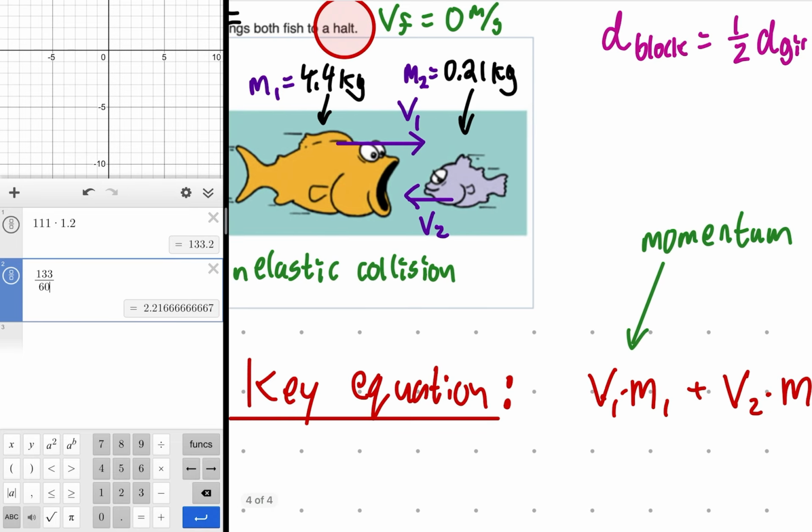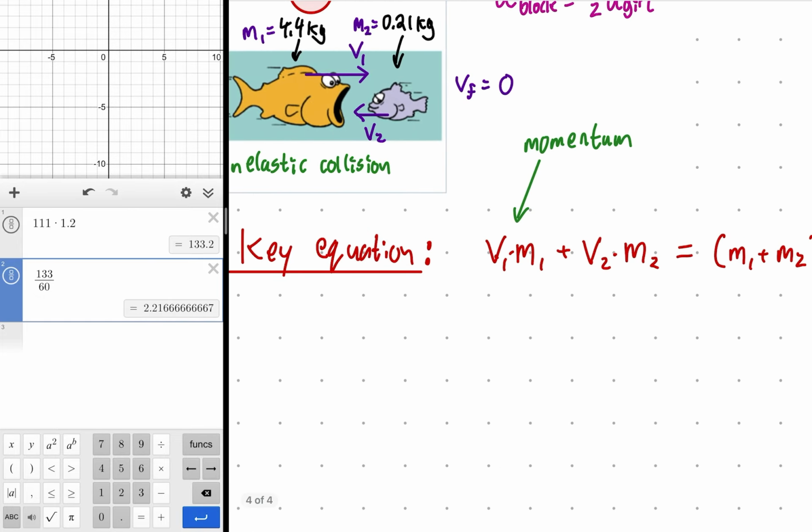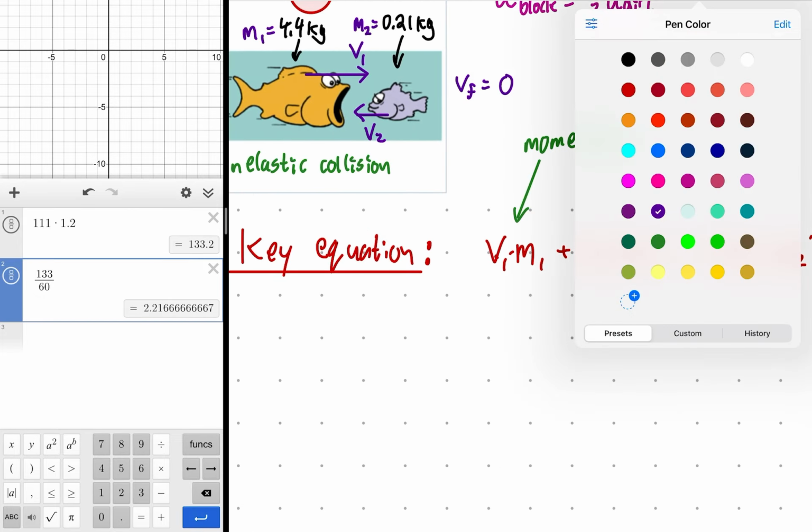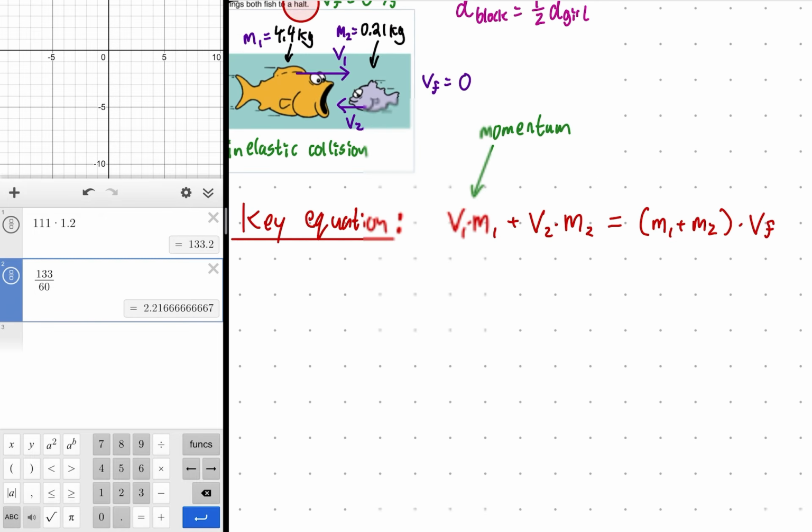And then afterwards, there's just going to be the orange fish. You won't be able to see the light purple fish because this will be inside the orange fish. And that's where we have V final equals 0. Okay, so let's go ahead and plug in all of our values and see how we would go about doing the algebra and solving this.